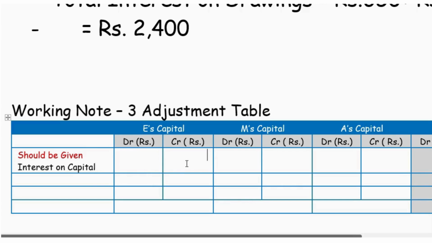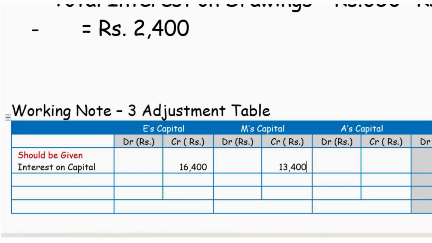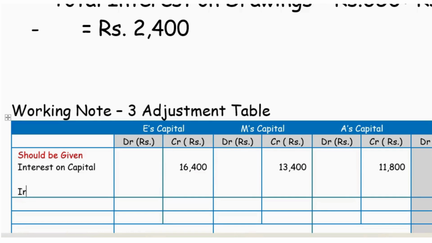The interest on capital we have calculated in the above working note 1. It is 16,400. This should have been given. So the partner will get this amount as a credit in his capital account. Partner A, partner B and partner C will get this as a credit in their amount. And interest on drawings.